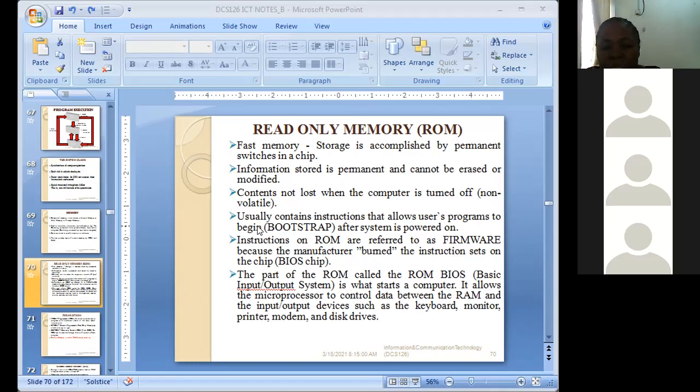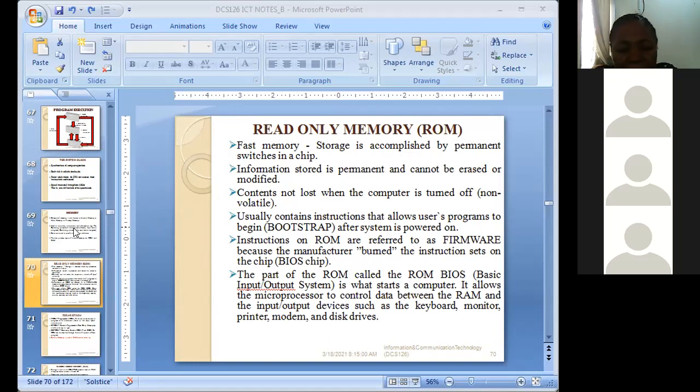Now, the fourth point under ROM is that ROM usually contains instructions that allow users' programs to begin after the system is powered on. That is what is called bootstrapping. The instruction that allows your program as a user to bootstrap after the system is powered on is stored in ROM. These are the sensitive instructions.